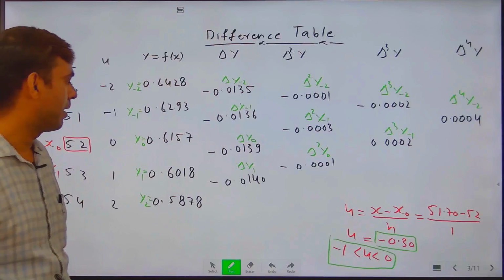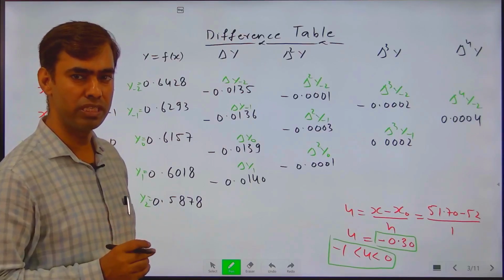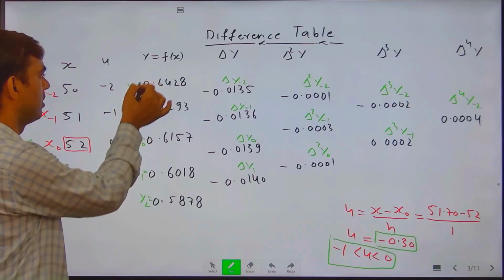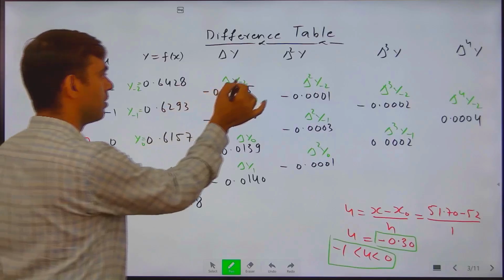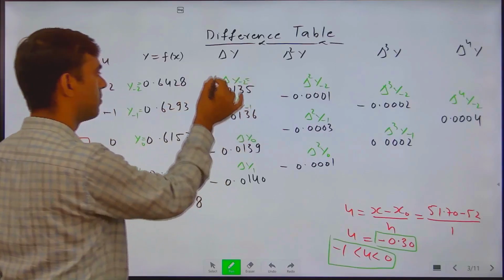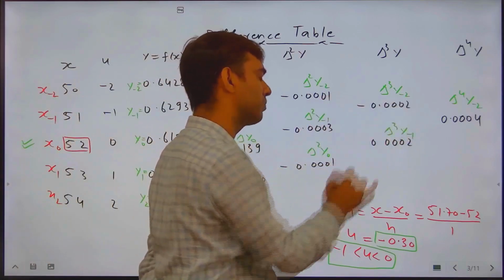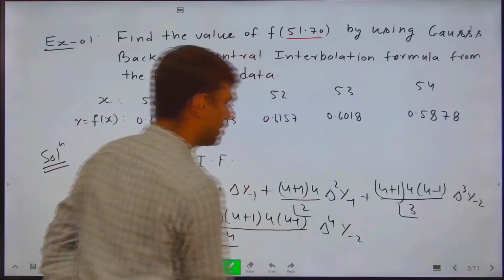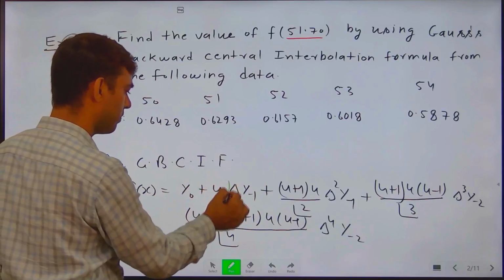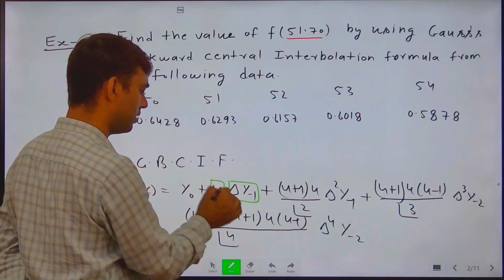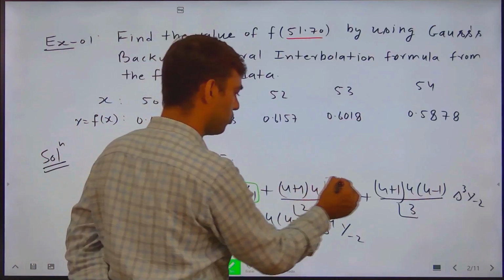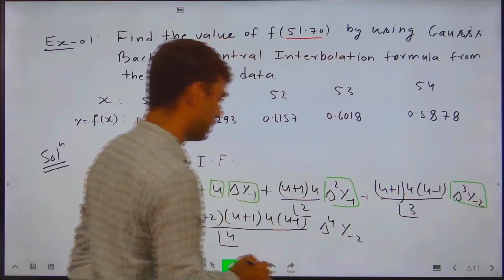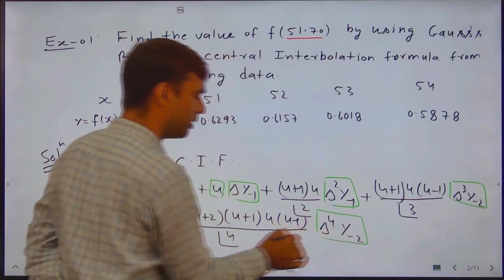So how do we identify which values we are going to use in the Gauss backward central interpolation formula? One way is this one: just write in notation form the first order forward difference, second order forward difference, third order forward difference, and fourth order forward difference. And from here just write the values of del y-1 and the value of u. We have already calculated the value of u, and del 2 y-1 from the difference table, del 3 y-2 from the difference table, and del 4 y-2 from the difference table.